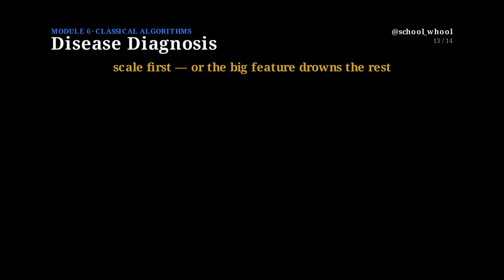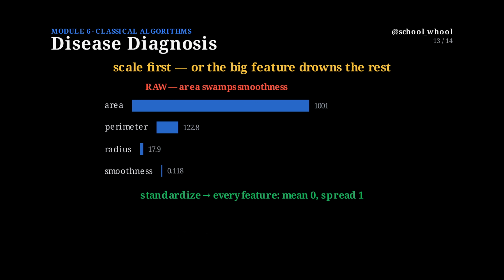These 30 features live on wildly different scales, an area in the hundreds, a smoothness near 0. Models that rely on distance or margins are dominated by the largest scale feature unless we fix that. So we standardize. Watch what it does for the support vector machine. Unscaled, its recall is just 0.81. Scaled, it leaps to 0.95. Same model, but scaling unlocked it.